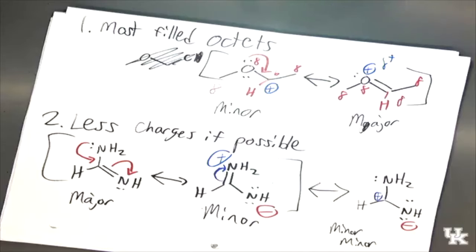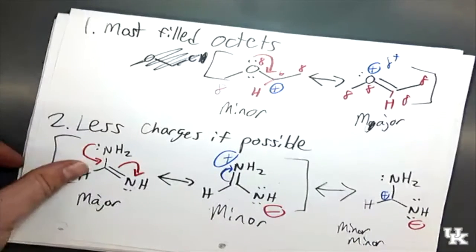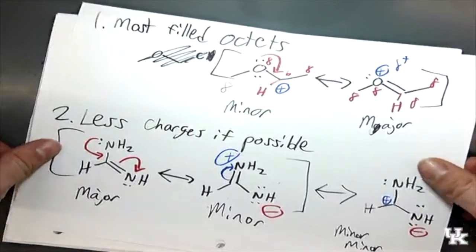And I said there were going to be 2 rules, but I'm an organic chemist, so I feel like it's okay if I lie. There are actually 4. The other 2 are less important, but they are still things to consider.